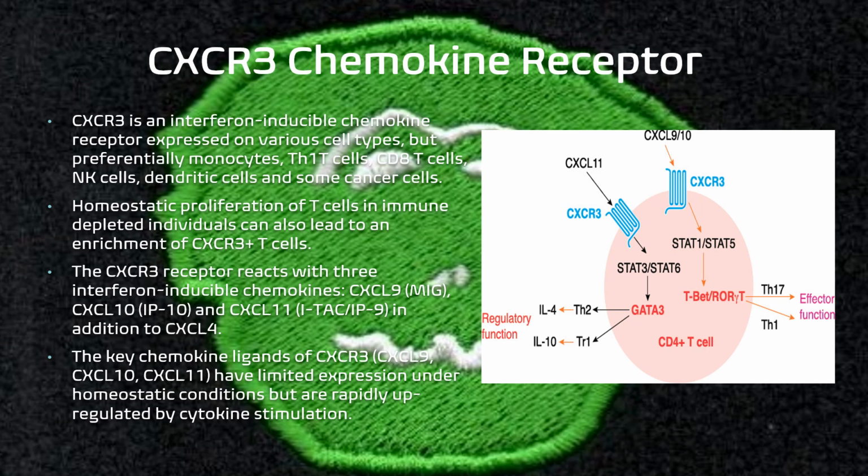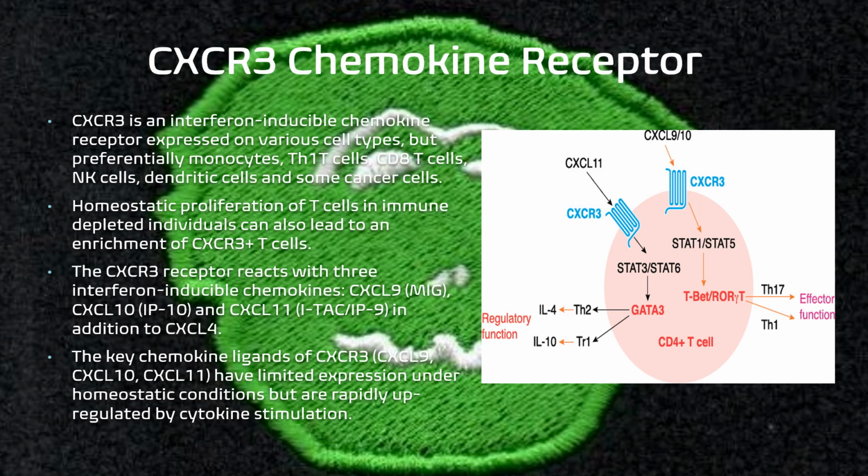So CXCR3 is an interferon inducible chemokine receptor expressed on various cell types, but preferentially on monocytes, TH type 1 T cells, CD8 T cells, natural killer T cells, dendritic cells, and some cancer cells as well. Homeostatic proliferation of T cells in immune depleted individuals can also lead to an enrichment of CXCR3 positive T cells.